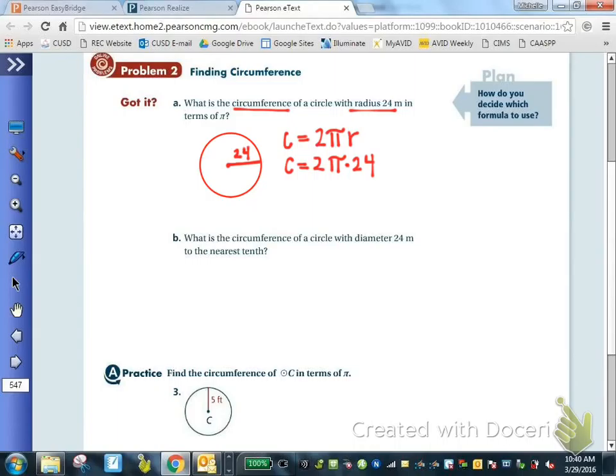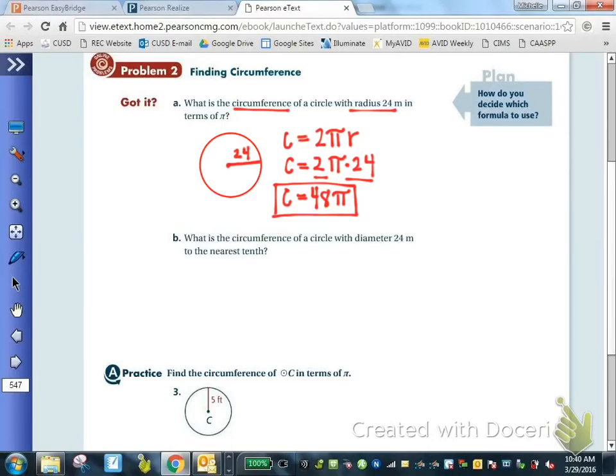Does the order that I multiply things in make a difference in the answer? No. For example, 2 times 3 is? 3 times 2 is? So, could I multiply 2 times 24 and still get the same answer eventually? Yes. So that's what we're going to do. 2 times 24 is 48, and 48 times pi. That's our answer in terms of pi. Okay?